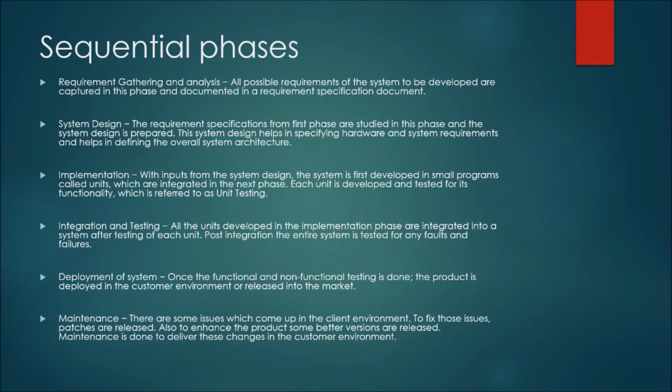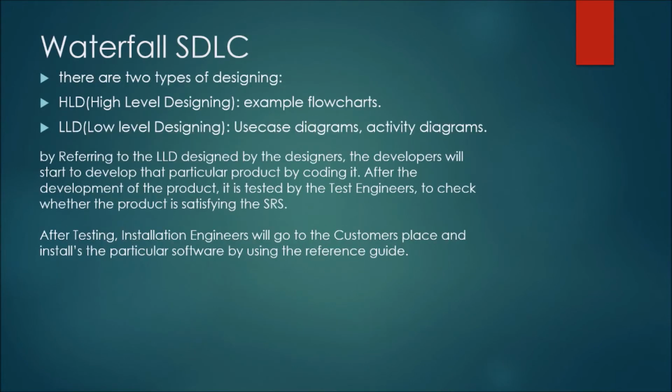Deployment of system: once the functional and non-functional testing is done, the product is deployed in the customer environment or released into the market. Maintenance: there are some issues which come up in the client environment. To fix those issues, patches are released. Also, to enhance the product, some beta versions are released. Maintenance is done to deliver these changes in the customer environment.